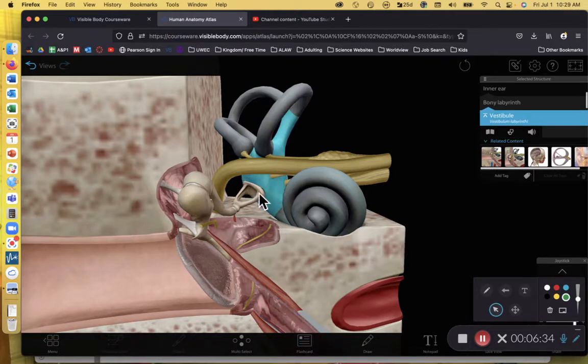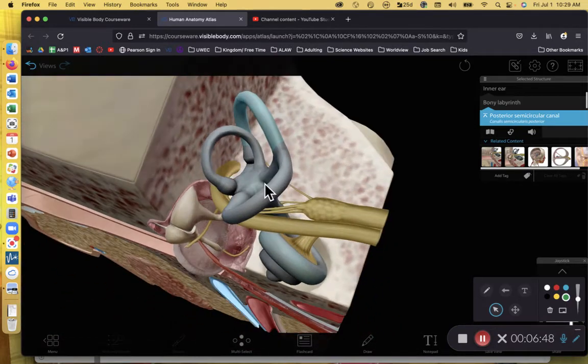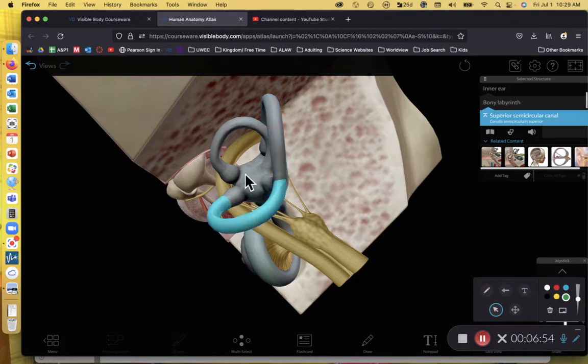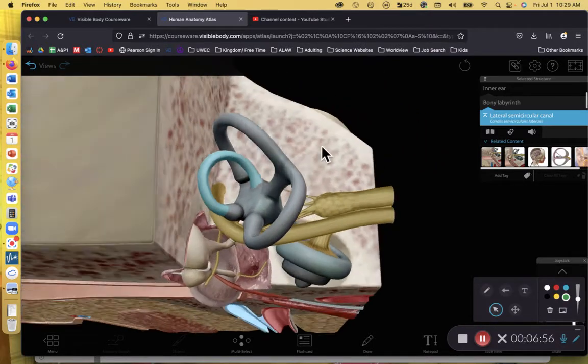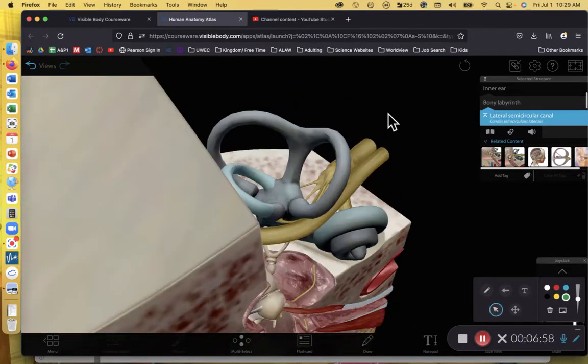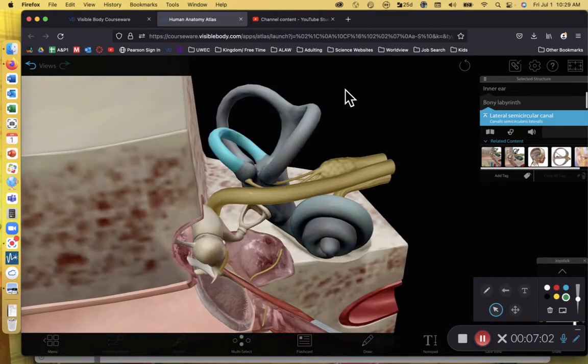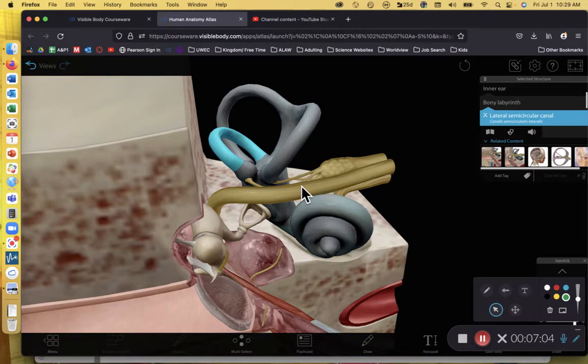We have the vestibule in the middle. We have the cochlea as the spiraling seashell-shaped structure. And then we have these three tubes or passageways that make up the semicircular canals. And I want to emphasize with these semicircular canals that they are all perpendicular to each other in three-dimensional space. That's important because it's going to help us with our sense of dynamic equilibrium.